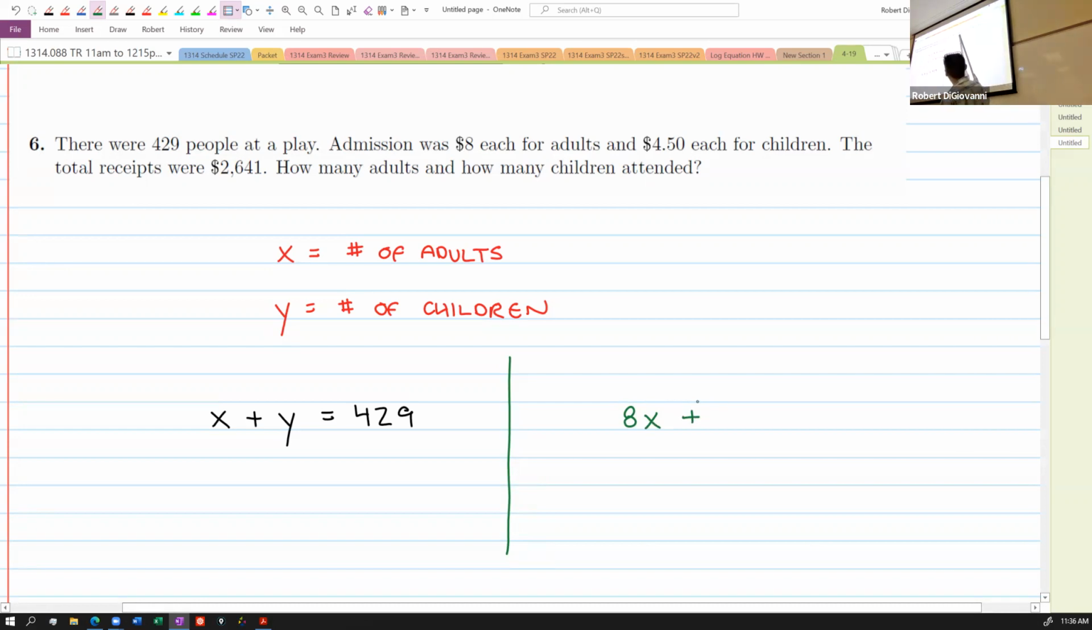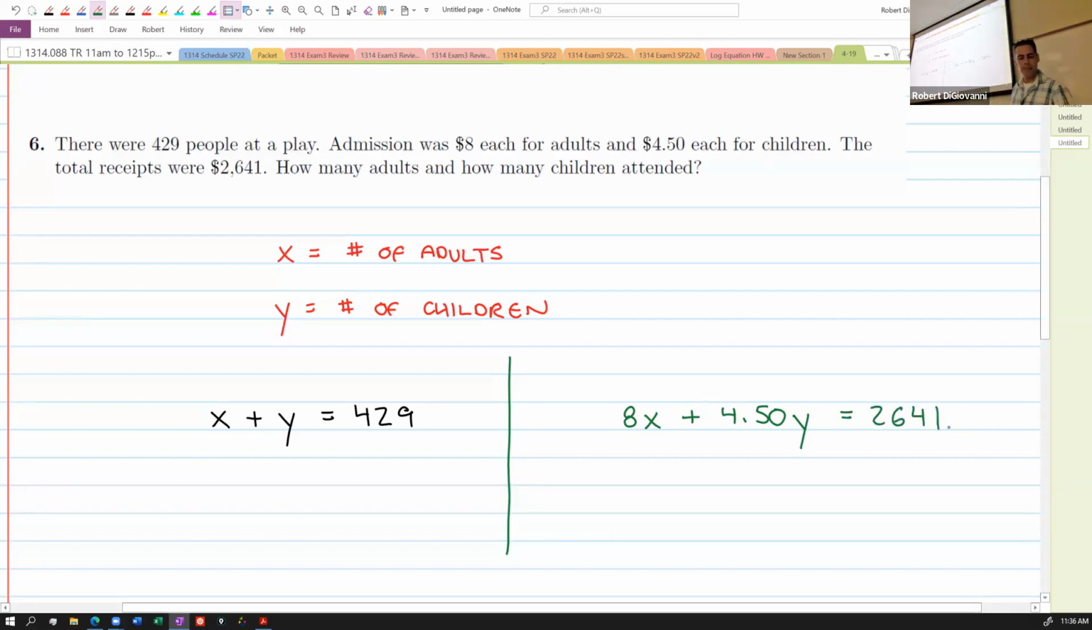And the kids is $4.50 each. So if we had 10 kids, it would be $4.50 times 10. If we had 20 kids, it would be $4.50 times 20. So how many kids do we have? We have Y kids. We don't know, right? So it's going to be $4.50 times Y, right? That needs to add up to be what? The money that we brought in, right? $2,641.